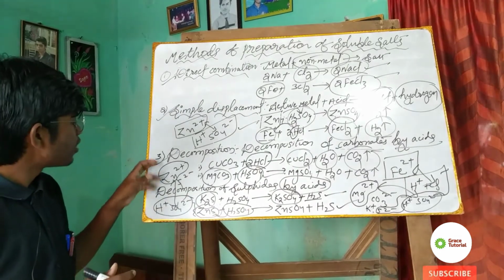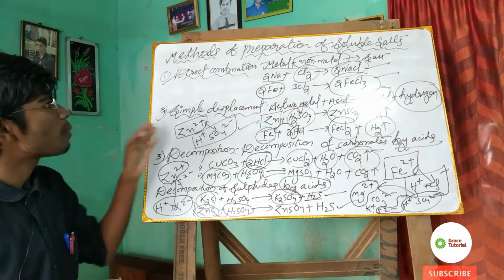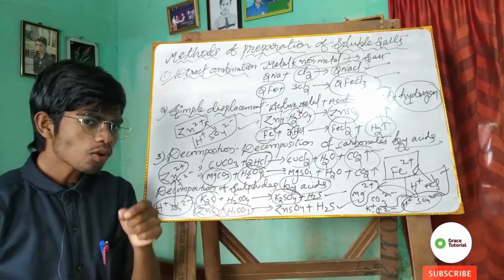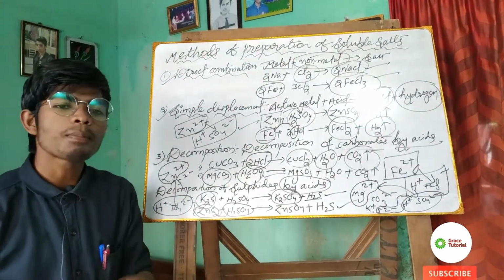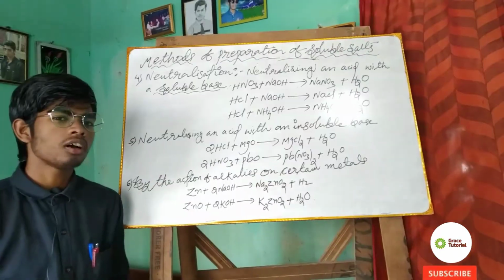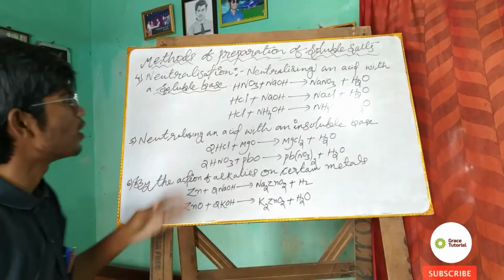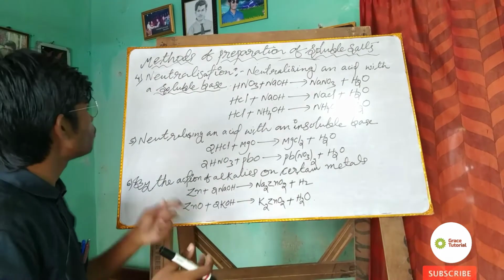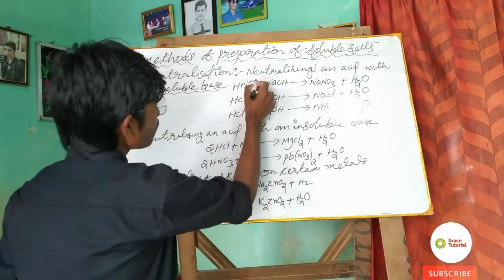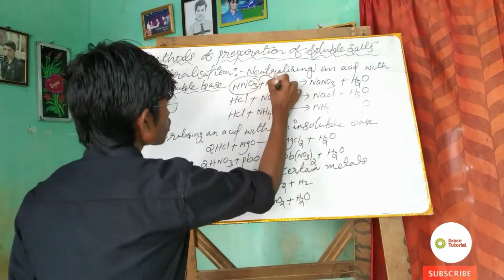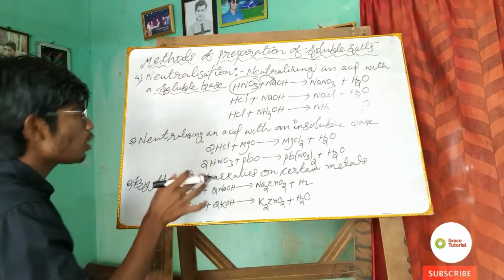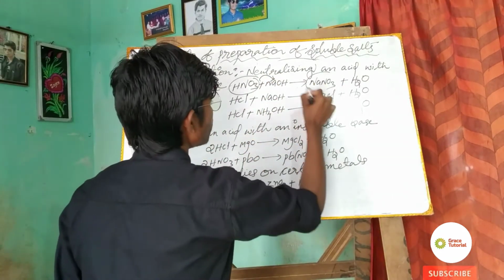These are the three different methods of the preparation of soluble salts. Now we will discuss the fourth method of the preparation of salts. If you look at this one, the fourth method we have is neutralization, that is, neutralizing an acid with a soluble base. Whenever an acid neutralizes with a soluble base, the salt is obtained here.